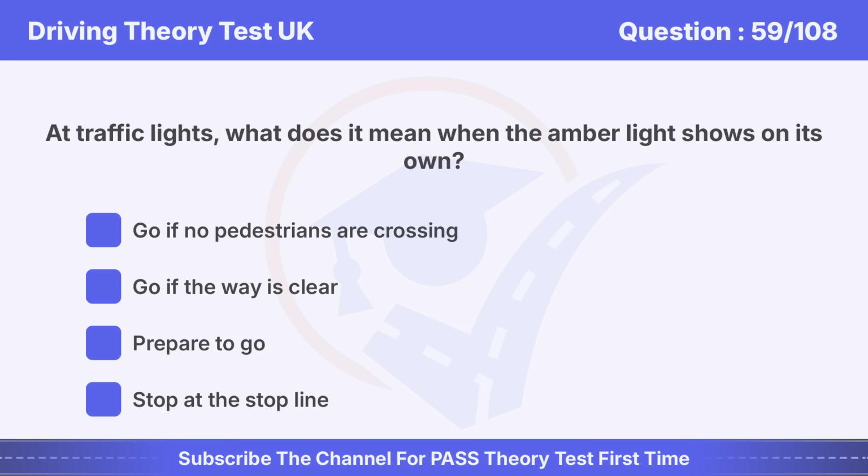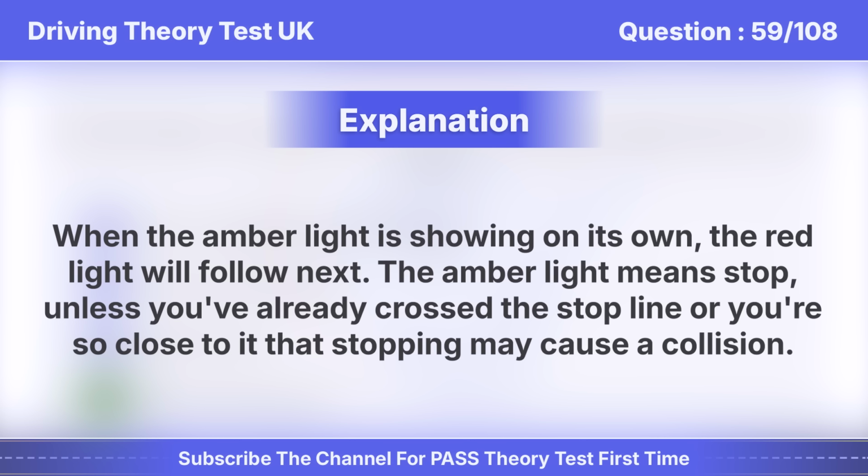Question 59. At traffic lights, what does it mean when the amber light shows on its own? Answer is D. Stop at the stop line. When the amber light is showing on its own, the red light will follow next. The amber light means stop, unless you've already crossed the stop line or you're so close to it that stopping may cause a collision.